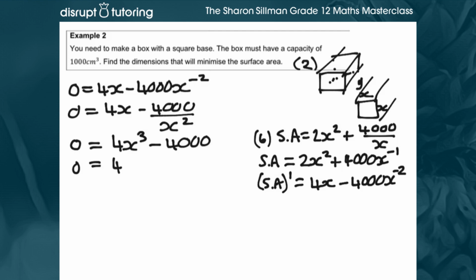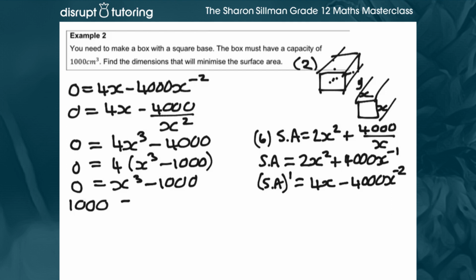We can take out a common factor of 4. Divide both sides by 4, and we will now have 0 equals x cubed minus 1,000. Add 1,000 to both sides, and cube root. So x is equal to 10. Our final step then is to take that and put it back into our original surface area.